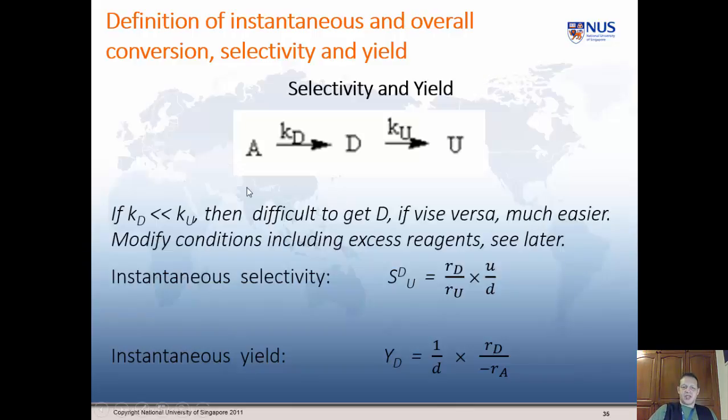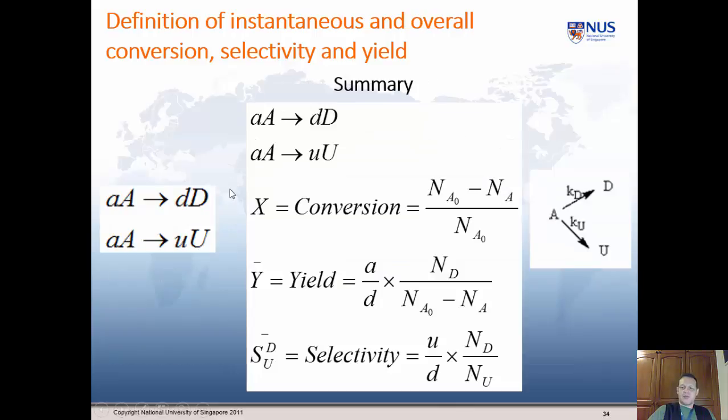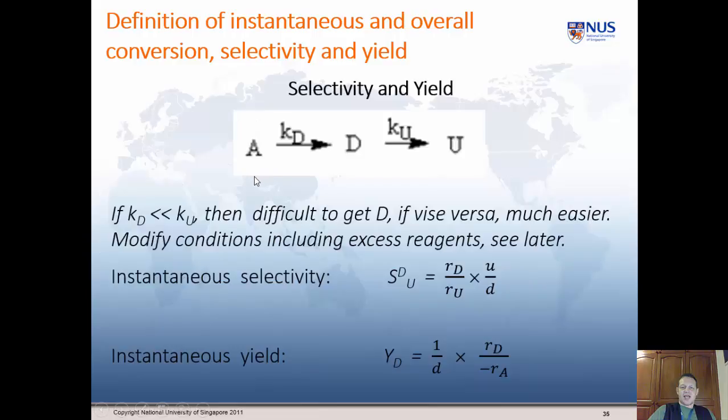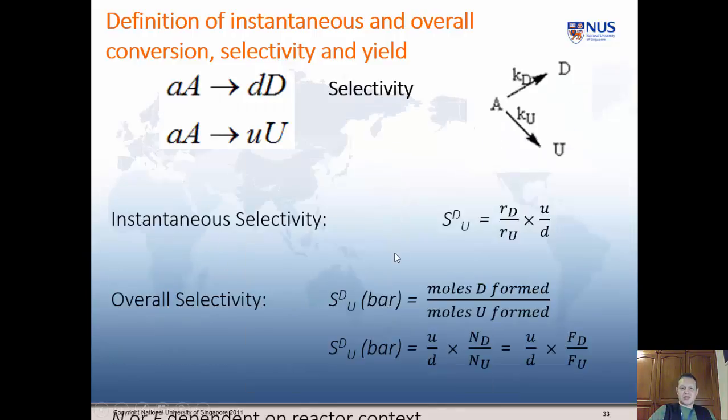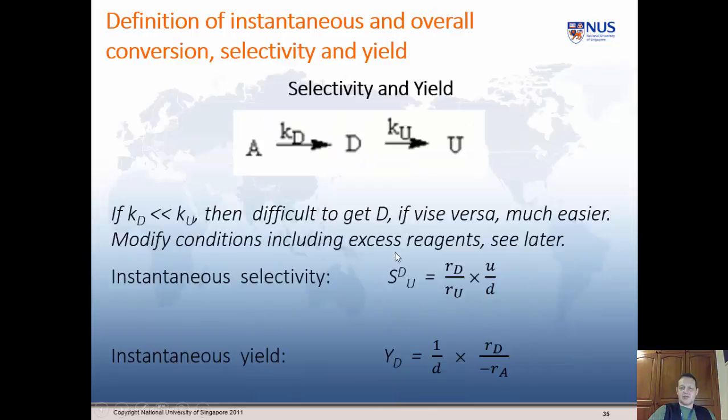So we've got a situation now where we've got a parallel reaction, something like that. And, no, sorry, not parallel, you've got a serial reaction. In fact, I can't go back and find it for you. Where A goes to D, the desired, and then D goes to U, and with rate constants KD and KU.